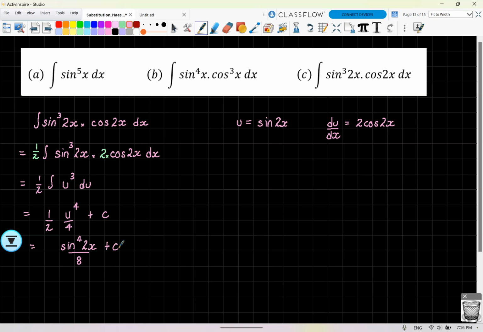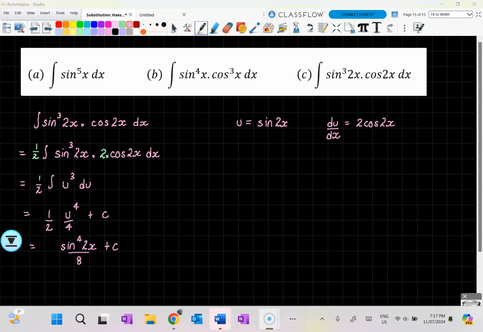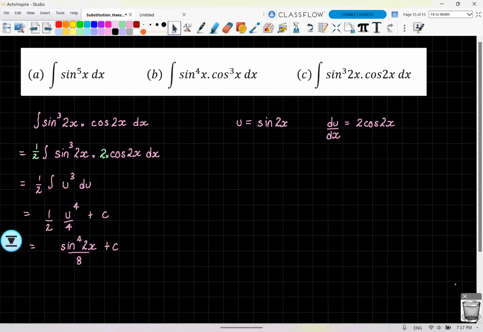So slightly harder ones there, you have to sort of make sure that you can separate. Hopefully that makes sense to you. Hopefully that's helped you with these 3 questions, and you feel quite confident to have a go at more yourself by yourself. Good luck.